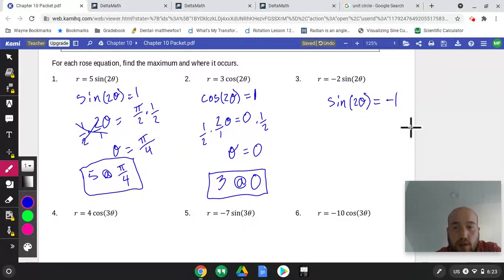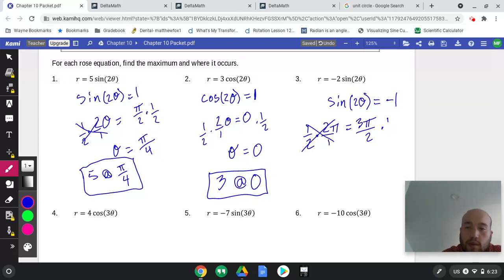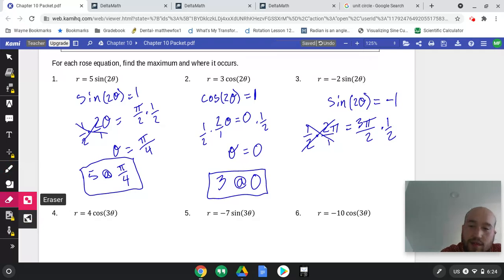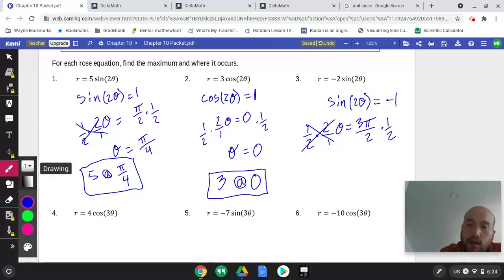Now -1 occurs down on the y-axis, the bottom, so that'd be at 3 pi over 2. So 2 theta equals 3 pi over 2. Once again, it's over 1, so multiply by 1/2. Multiply by 1/2. And man, I did it again. I keep doing this. I don't want a pi there, I want theta. Theta equals 3 pi over 4.